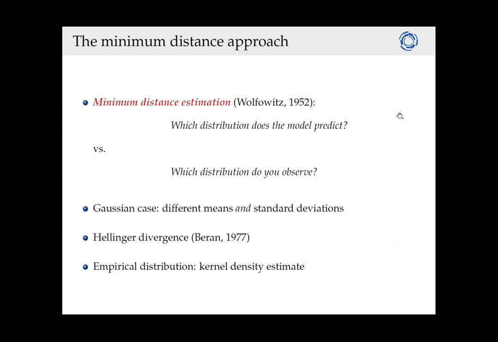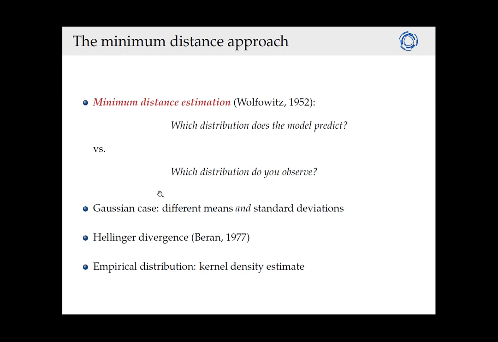Now, this can be generalized in what is called the minimum distance approach, and this goes in the direction of geodesic least squares. Minimum distance estimation is a class of methods for parameter estimation, and hence also, for instance, for regression analysis, in which you do not compare individual measurement points, but you look at the probability distribution that the model predicts versus the distribution that you actually observe from the data. And you're going to compare distances between those distributions.